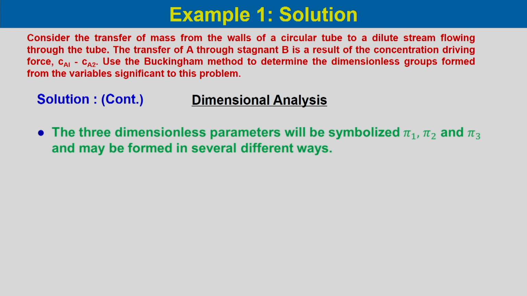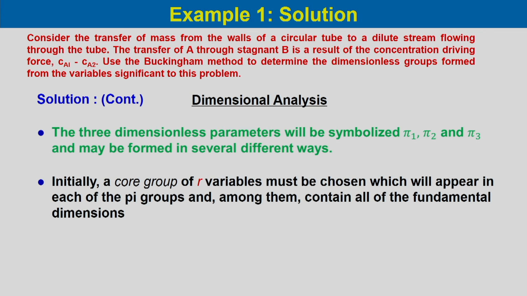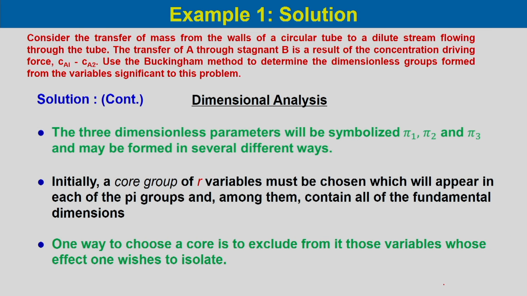The 3 dimensionless parameters, which will be symbolized as pi 1, pi 2, pi 3, may be formed in several different ways. Initially, a core group of R variables must be chosen which will appear in each of the pi groups, and among them contain all of the fundamental dimensions. One way to choose a core is to exclude from it those variables whose effect one wishes to isolate. So, if we want to isolate the effect of some variables, we will exclude them from the core group.